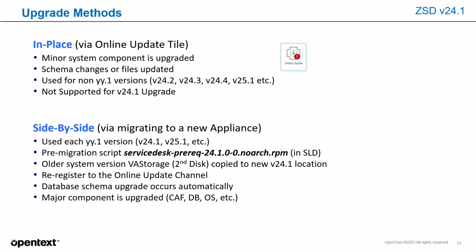So again, we're doing a side-by-side and we're migrating to a new appliance, the 24.1 version. You will run in this process a pre-migration script. In this case, it's going to be 24.1. The older system version of VA storage, which is that second disk, will need to be copied to the 24.1 location. You're going to re-register the online update channel. Database schema gets updated and the major components are ready to be used.